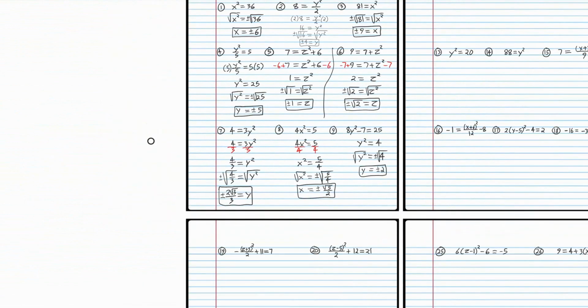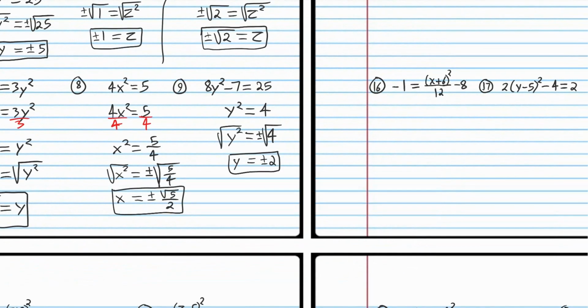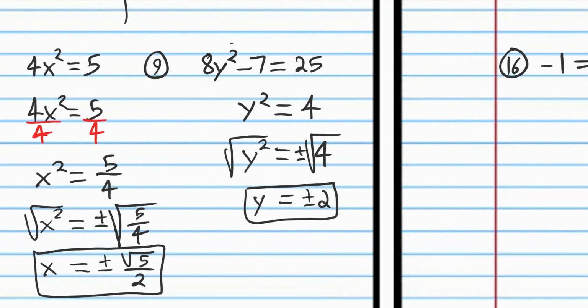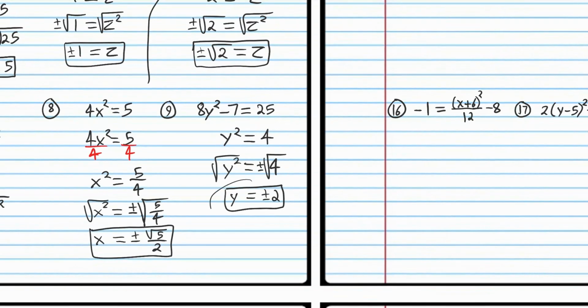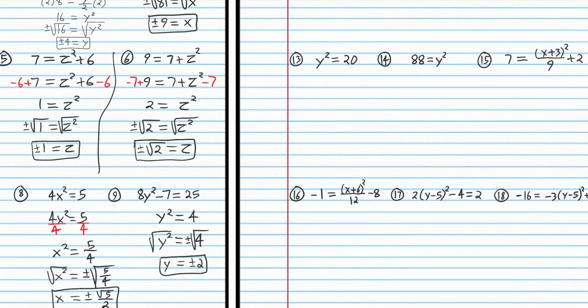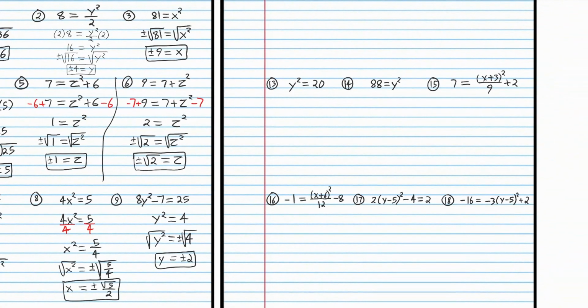So if you plug in positive 2, we get 2 squared is 4. 4 times 8 is 32. 32 minus 7 is 25. That works. If you plug in negative 2 times negative 2 is 4. 4 times 8 is 32. 32 minus 7 is 25. So that works also. These are solutions because they work when you plug them back into the equation. You get 25 is equal to 25, which means the equation works. If you got 26 is equal to 25, you know you did something wrong.